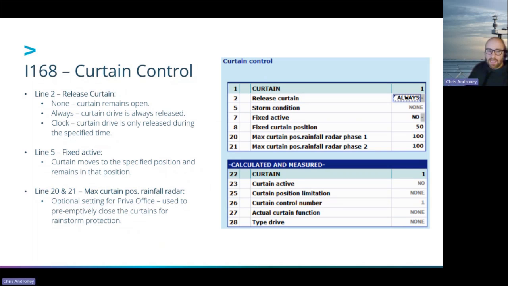Line 7. Then line 20 and 21, max curtain position rainfall radar. If you're using our rain radar add-on to Priva Office, you're able to preemptively open the curtains, pull back the curtains all the way, just in case there is a threat of damaging the curtains in a rainstorm or storm condition. That's a good example for if you have curtains above the greenhouse on the outside, you can use that option as well. So I'm going to switch over to our demo just to show an example of this.